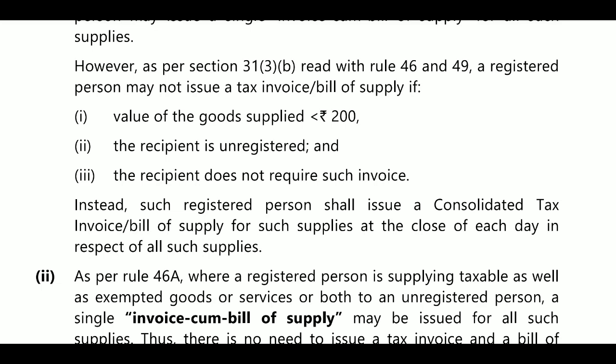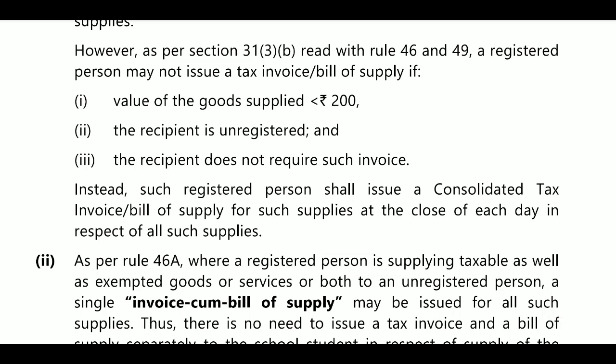if the value of goods supplied is less than 200 rupees, it is not required to issue an invoice. Next, the recipient is an unregistered person. If the recipient is an unregistered person, then he is not required to issue a tax invoice. And the recipient does not require such invoice. Here the 'and' condition applies to the second one only: the recipient must be unregistered and must not require an invoice. Even if a person purchased 100 rupees worth, if he asks for a GST invoice, then you must provide a tax invoice.